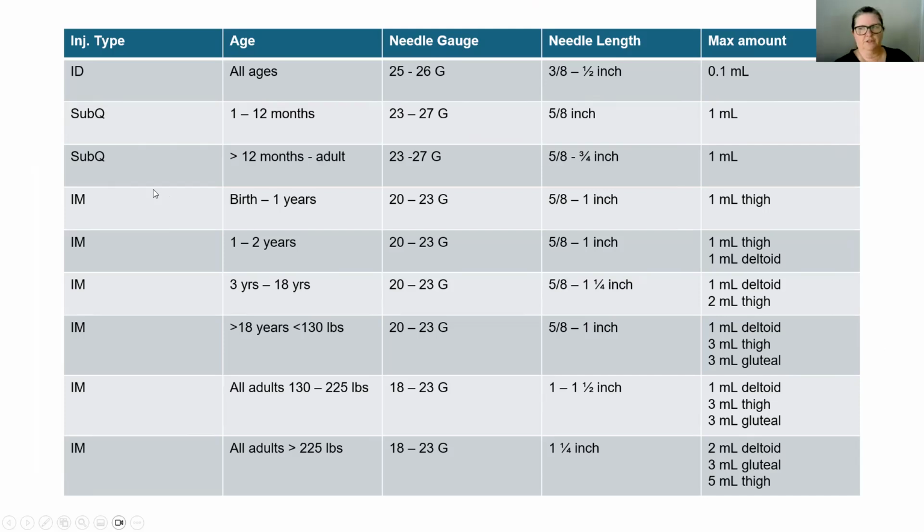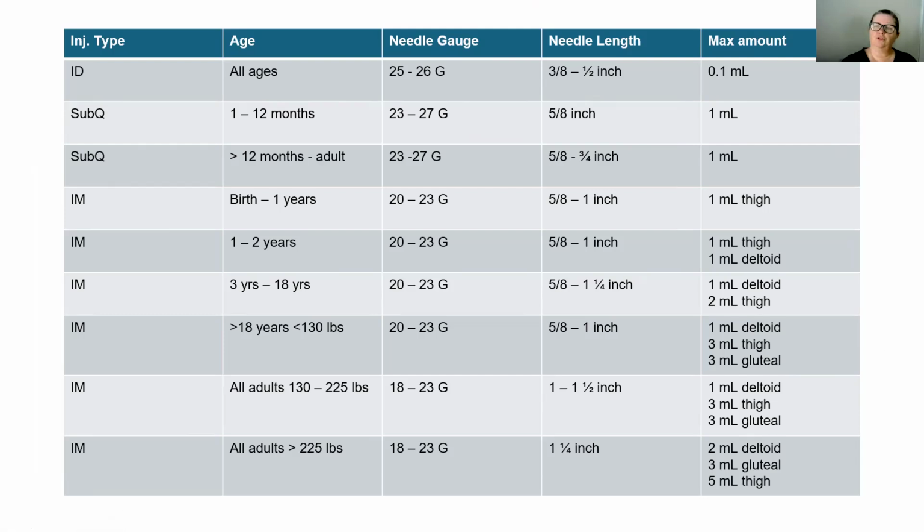Where it gets very different is when you do IMs, because you have different areas you can go, different amounts you can put there. So from birth to 1 year, 20 to 23 gauge for an IM. Sometimes you can do a 25, but I recommend 23. 5/8 inch to 1 inch. And we generally do that in the thigh and no more than 1 ml. 1 to 2 years, same gauge, same length. And no more than 1 ml in the thigh or in the deltoid.